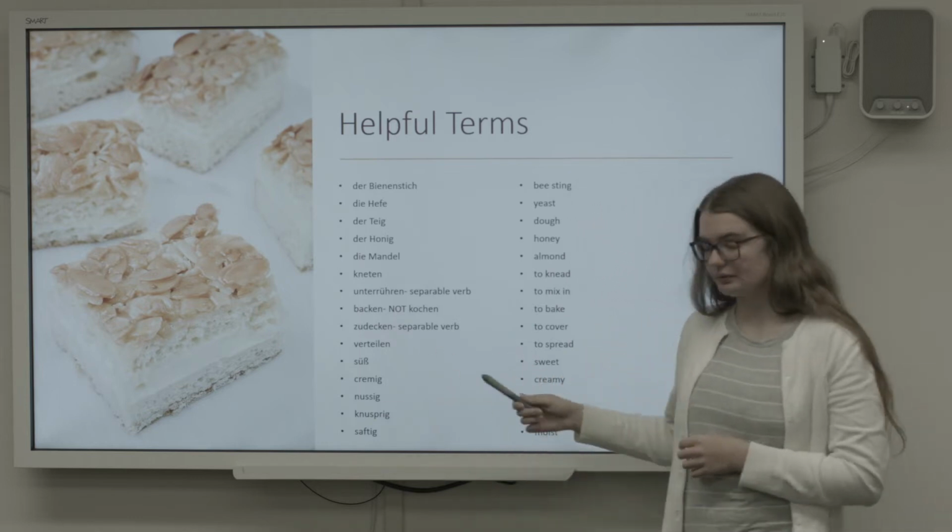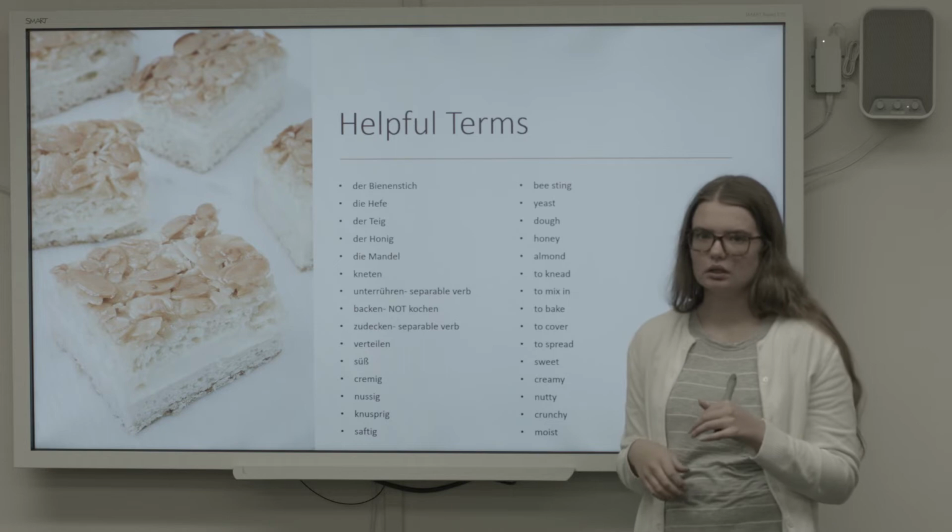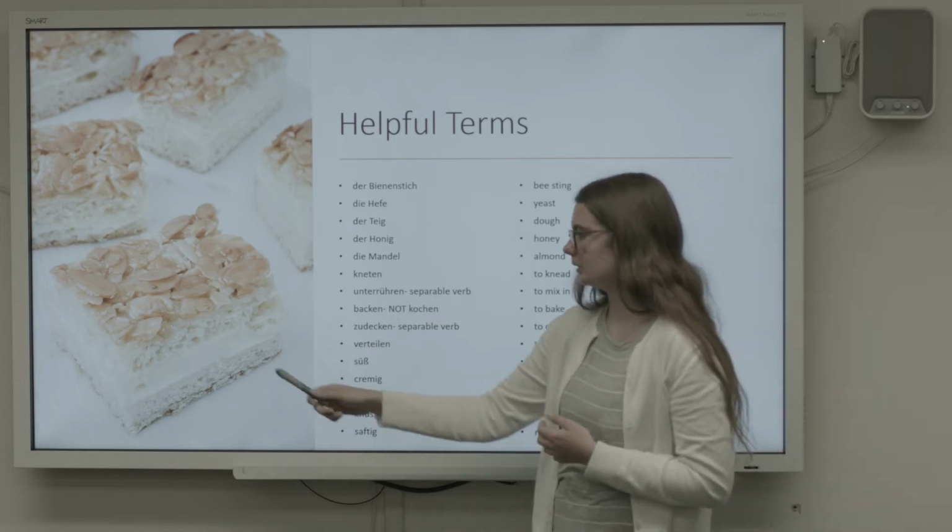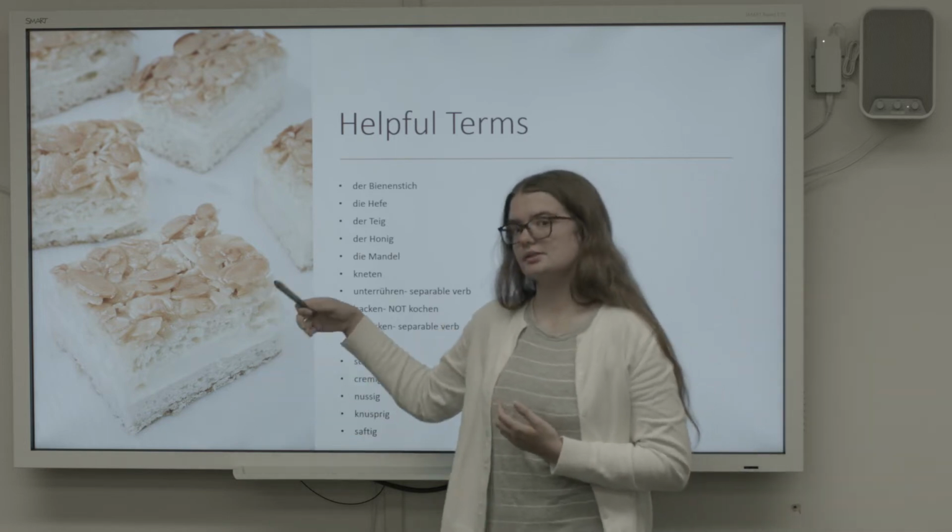And then saftig. Saftig means moist. It's not wet or damp. It's moist like a cake would be. So, der Kuchen ist saftig.